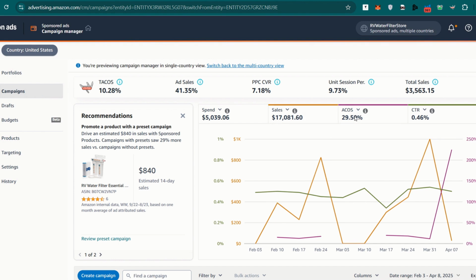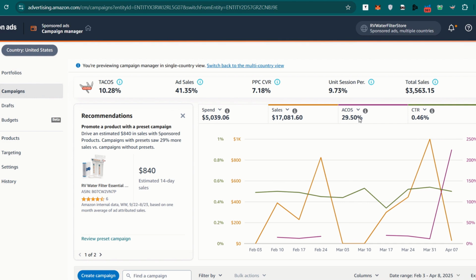ACOS, or advertising cost of sales, is a direct measurement of how much you're spending on ads to generate a sale. It's calculated by dividing your ad spend by your ad revenue. For example, if you spend $30 on ads to generate $100 in sales, your ACOS is 30%. This metric helps you understand the efficiency of your advertising campaigns. A lower ACOS means you're spending less to generate sales, which is typically ideal for profitability.